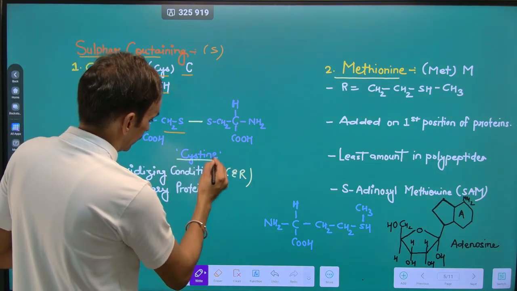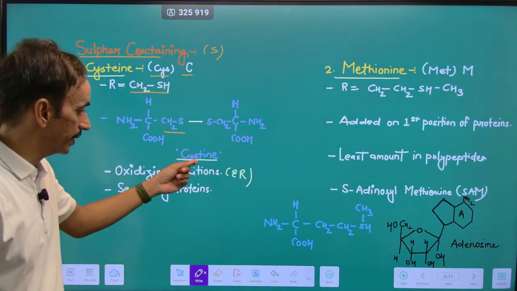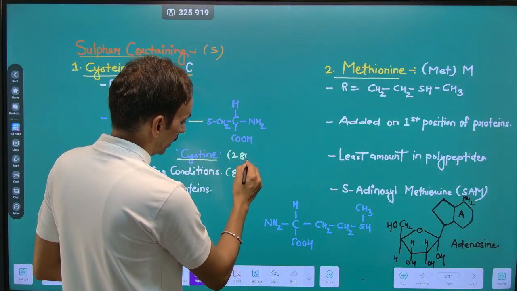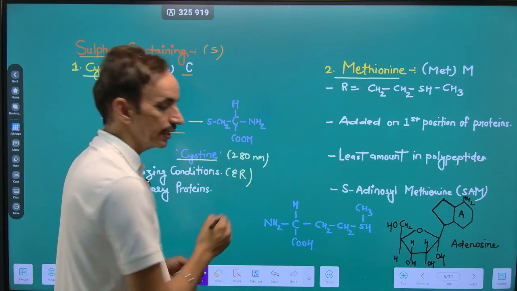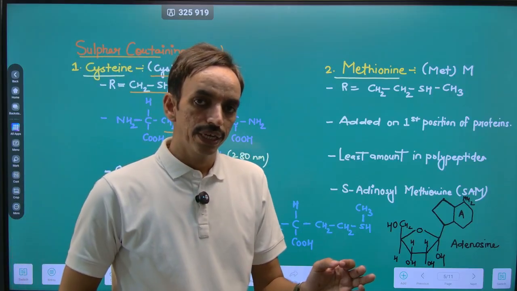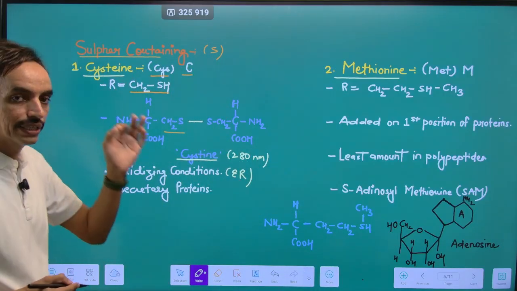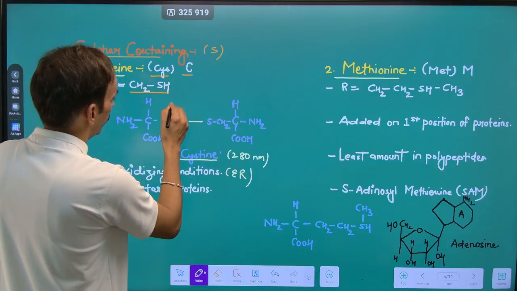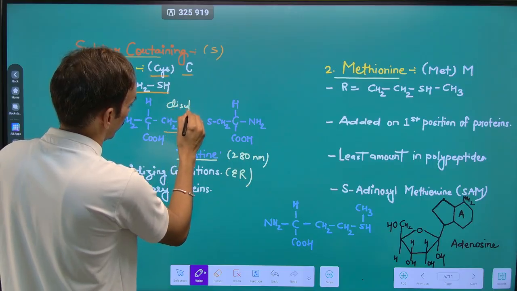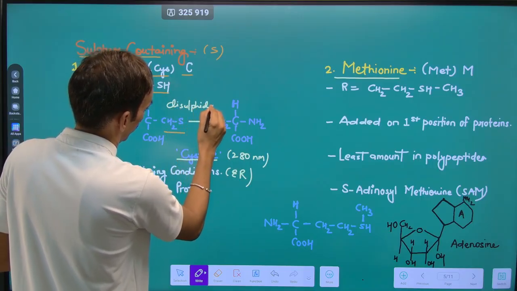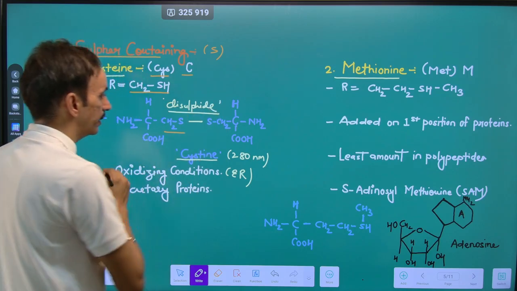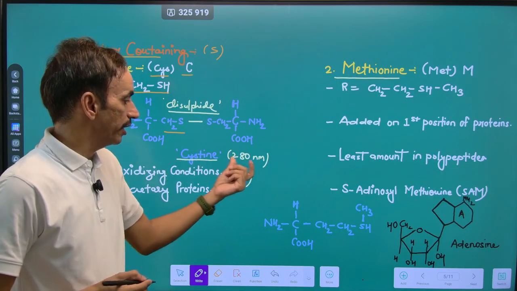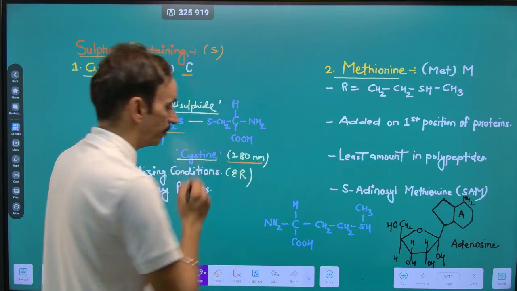After formation of the disulfide bond, this is now known as the cystine. So there is cysteine and there is cystine, and this cystine absorbs the UV radiation of 280 nm. Generally, the UV radiation is absorbed by the aromatic amino acids, but if the cysteine is having a disulfide bond, it is called cystine, and it is now able to absorb the UV radiation of 280 nm.